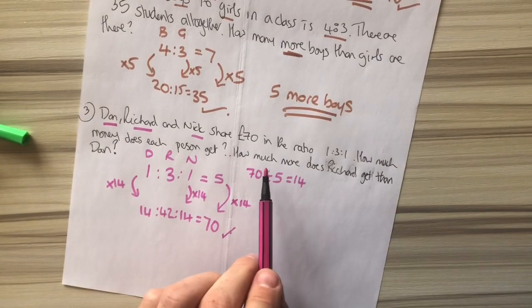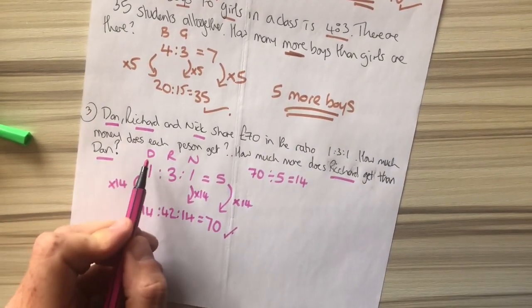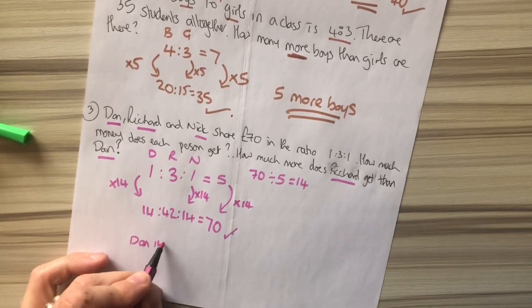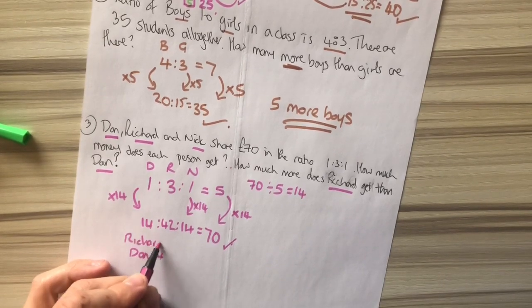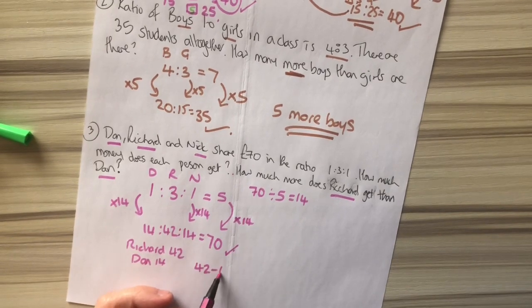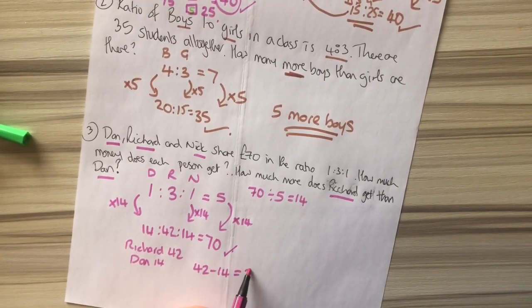Correct. Then it says, how much more does Richard get than Dan? So Dan gets 14 and Richard gets 42. So how much more does he get? Well, that would be a takeaway, and that'll be £28.